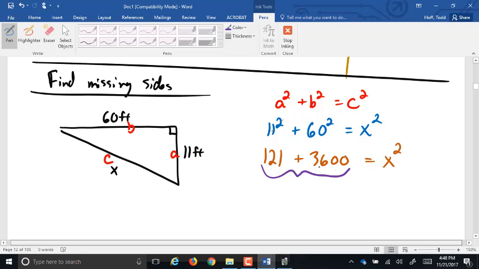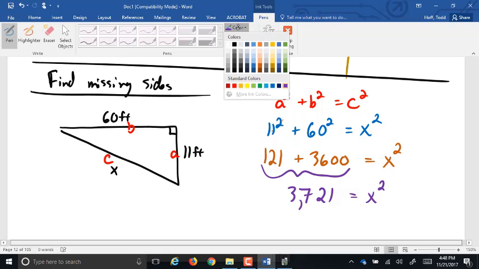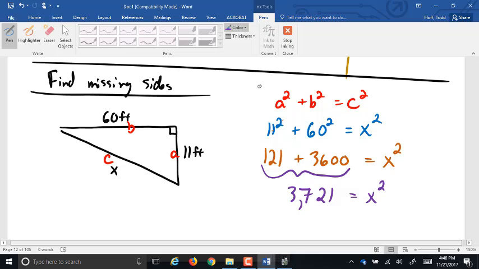Next, we can add 121 to 3,600 is 3,721. What's our last step in solving this? X squared is 3,721. To get rid of the squared, we have to square root. Square root of 3,721 is 61 equals X. That's saying that hypotenuse, side X, is 61 feet.